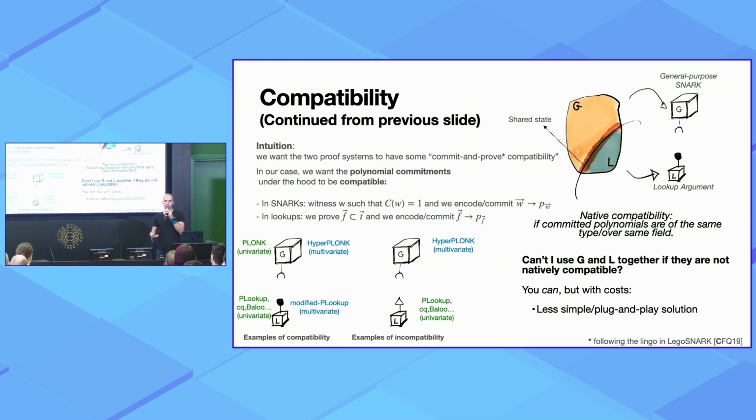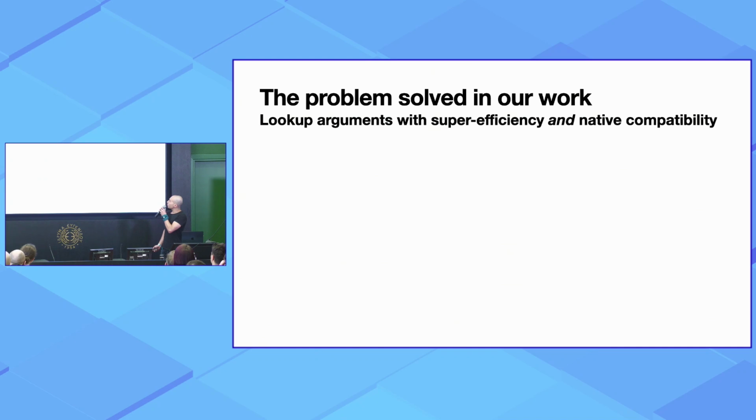It's less efficient. You need to modify APIs, interfaces, and maybe security properties too. You need to be cautious. And of course, maybe you're losing efficiency. So we want to save in those two dimensions. What are we trying to do here? We're trying to look at lookup arguments with both of these desiderata.